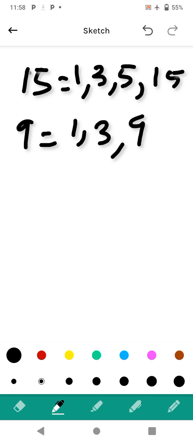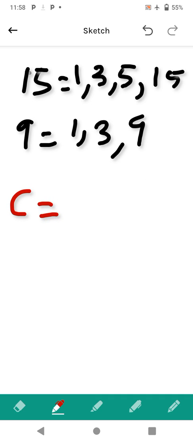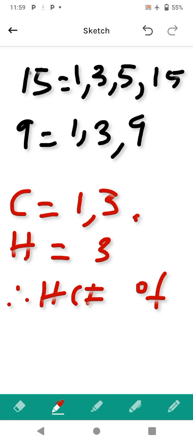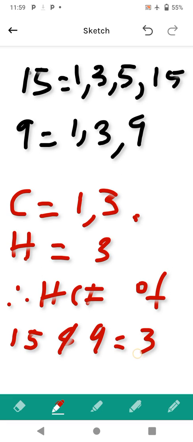Obviously, looking at what is common, 1 is common, 3 is common. There's only 1 and 3 that are common. So the highest of them all will be 3. Of course, 3 is the highest common factor. So we can say, therefore, that the HCF of 15 and 9 is equal to 3. So that is how we go about finding the HCF.